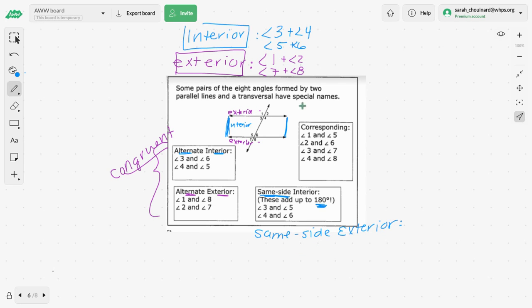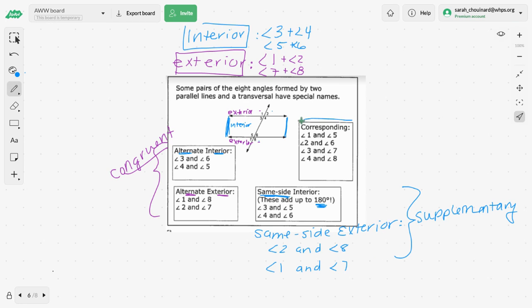Same with the exterior ones. So a pair of exterior same side angles would be 2 and 8, so angle 2 and angle 8, and angles 1 and 7. Also same side exterior angles because they're on the same side of the transversal, but on the outside. What we'll notice is these are also supplementary. So these angles are supplementary angles. They add up to 180.